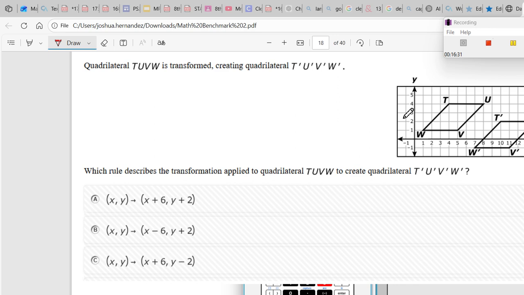Oh, this is the first time I see this question actually. It's just going to be a slide. You can see it goes to the right and then down. It goes to the right 1, 2, 3, 4, 5, 6. 6 right, so we're going to go with x plus 6.